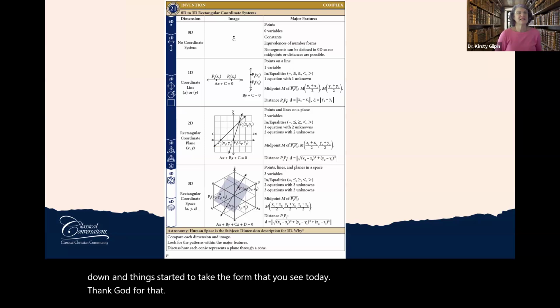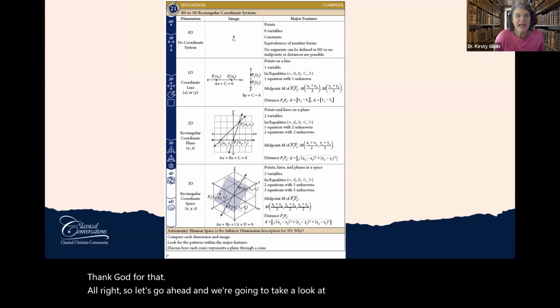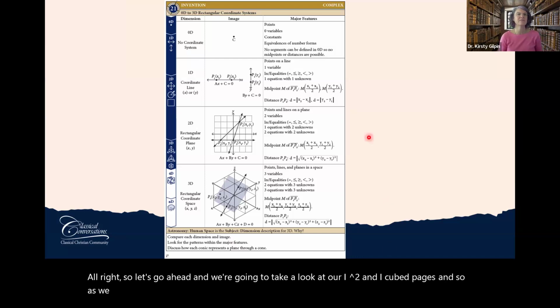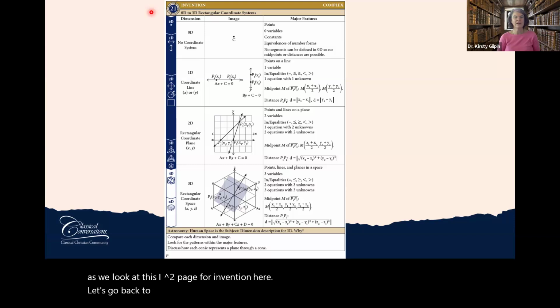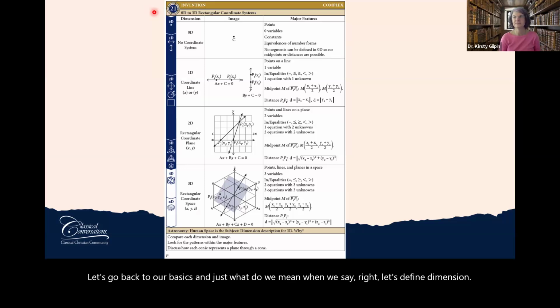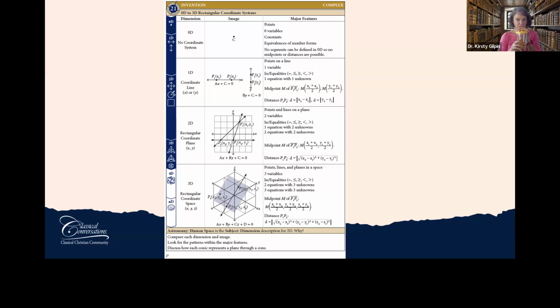All right, so let's go ahead and take a look at our I squared and I cubed pages. As we look at this I squared page for invention here, let's go back to our basics and ask, what do we mean when we say dimension? Maybe space to work in?